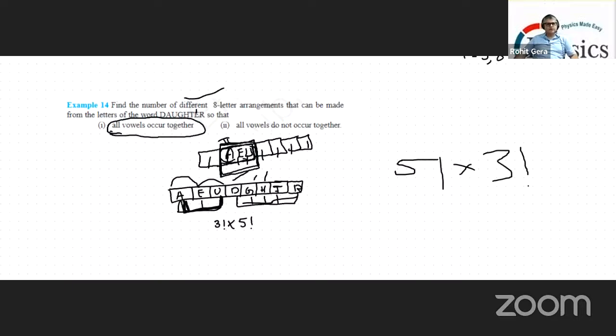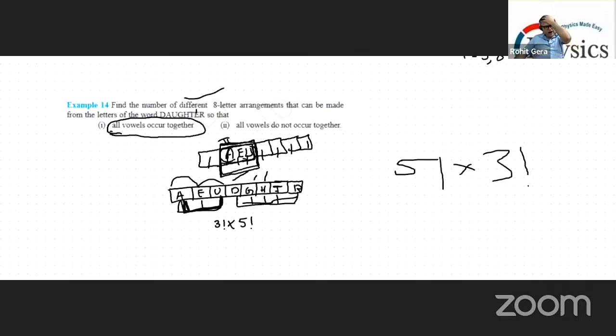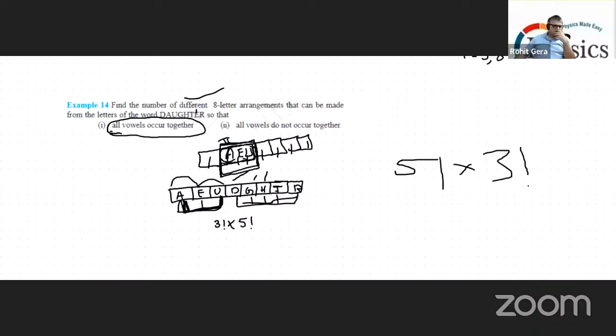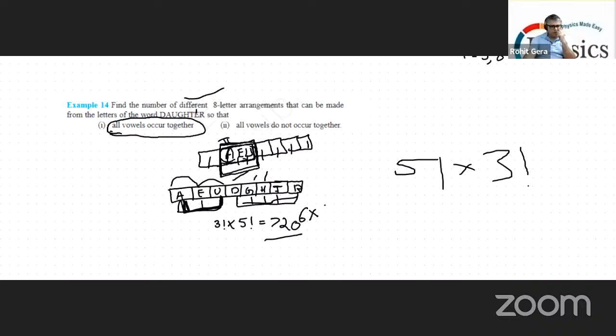That's my question. If you solve this, what will you get? 3 factorial into 5 factorial, occur together. 120 into 6, 720. 3 factorial is 6, so 6 into 120 is equal to 720.